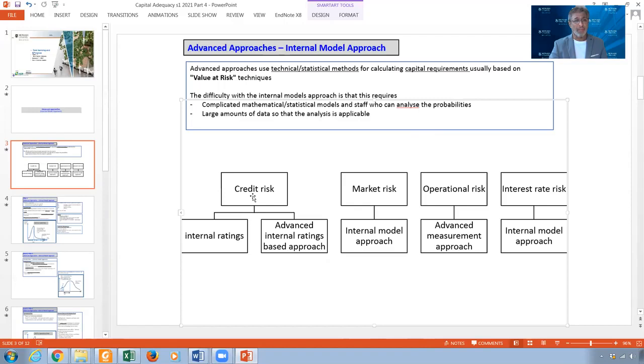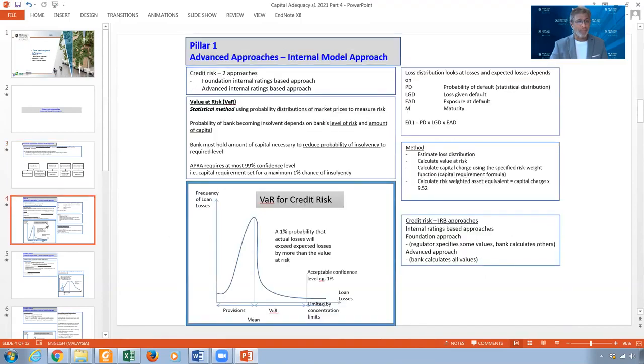So the internal model has credit risk, and that has internal ratings. You can do internal ratings for the credit risk, but the advanced approach is actually the statistical method. For the market risk, you can use the internal model approach or advanced measurement approach. Both of them are using some statistical methods. For operational risk, we use only advanced measurement, which is the statistical. For interest rate risk, we use the internal model approach. Now, just to come here, this is the advanced approach.